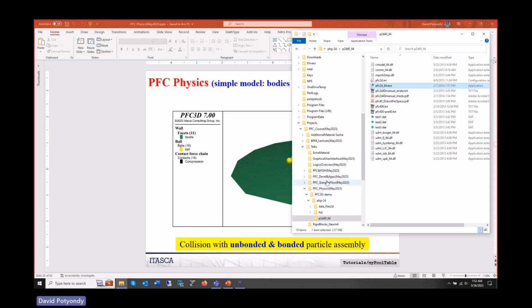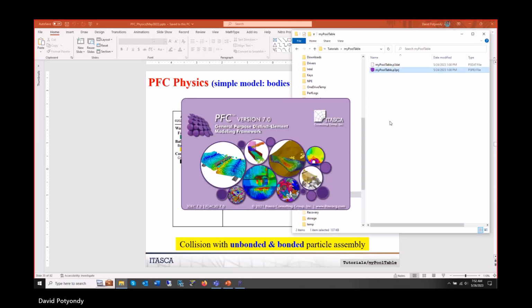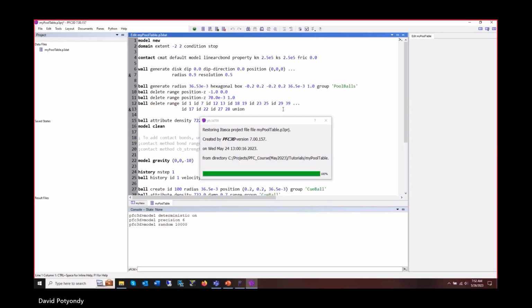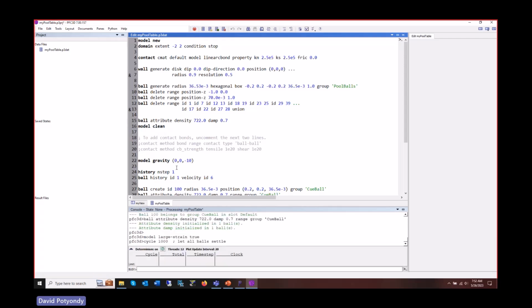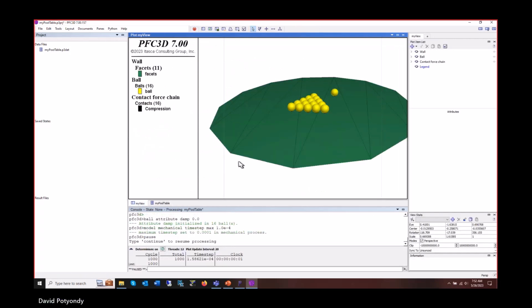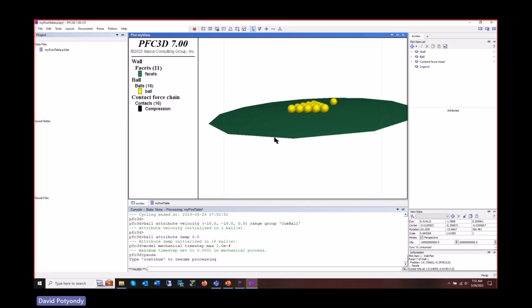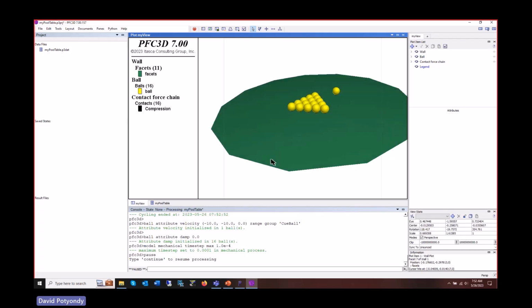This is in tutorials, my pool table. So I'm going to fire up PFC 3D. It takes a few seconds. Don't worry about the details. We're just going to run this thing and look at it. So here we go. There's my system ready to rock. See that? It's a 3D system, right?